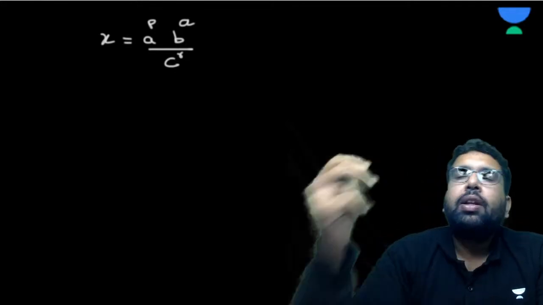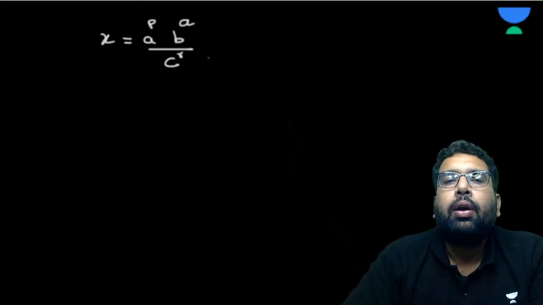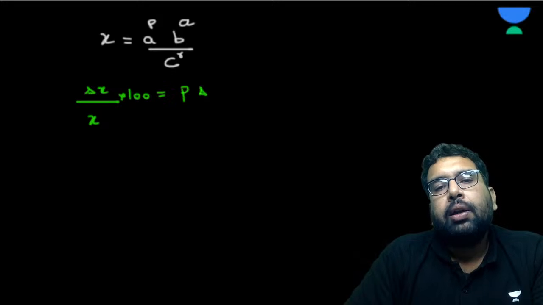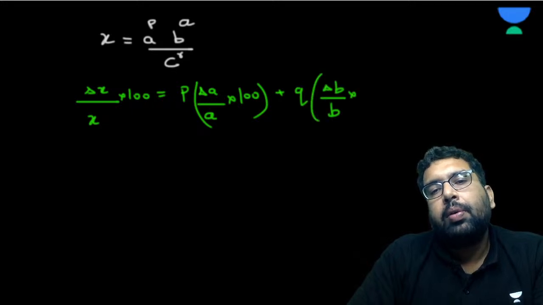A individually will have some error, B individually will have some error, C individually will have some error. So what will be the error in the measurement of x? See how we can do it. Very simple. We can write delta x by x into 100 equals p times delta a by a into 100, plus q times delta b by b into 100, plus r times delta c by c into 100.